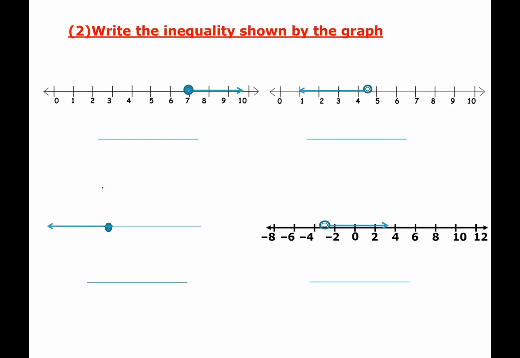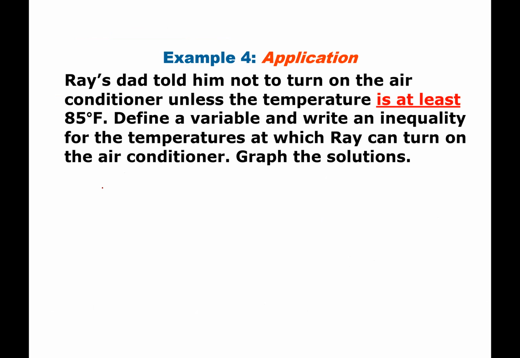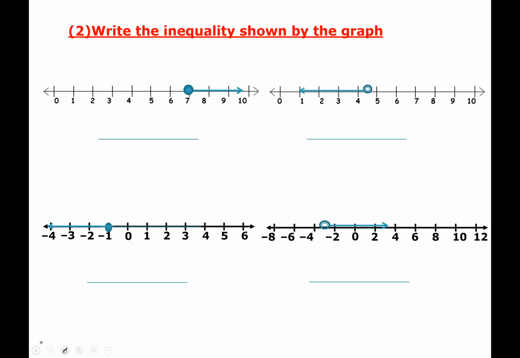Hope this is clear. Okay, and now we can solve a few examples about how to write an inequality. The first one: we have a variable, it starts at 7, so we can pick any variable, x. It's going to the right, therefore it can be greater than or equal to. The circle is shaded, which means it is greater than or equal to 7.